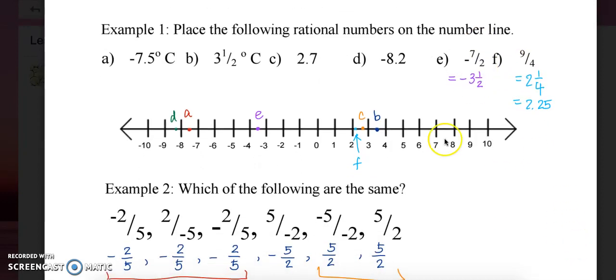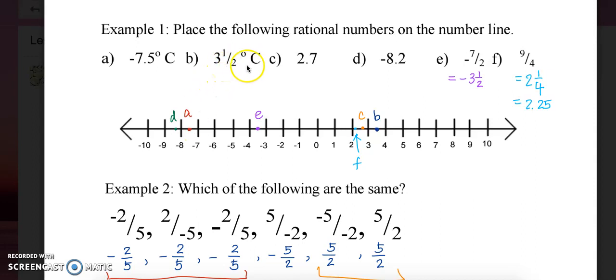Example 1. Place the following rational numbers on the number line. So here's the number line. You see the integers are listed. This is a real number line because you can still fill out the spaces between 0 to 1, for example, or the decimal. So the first number is negative 7.5 degrees Celsius. From 0, you're going to go to the left because it's negative. And 7.5 is right between negative 7 and negative 8. Here we go.